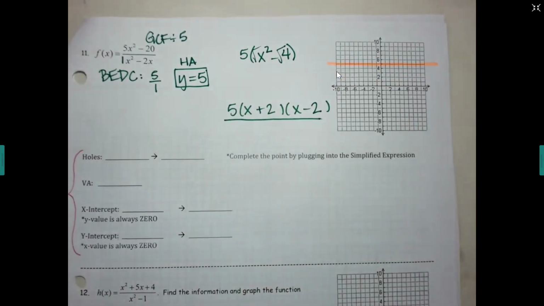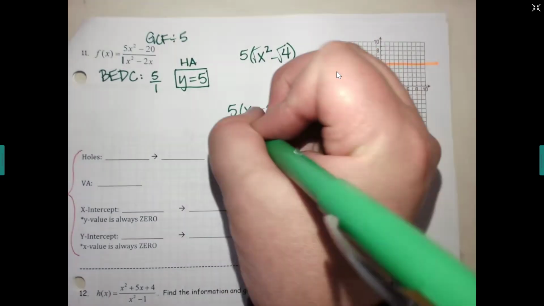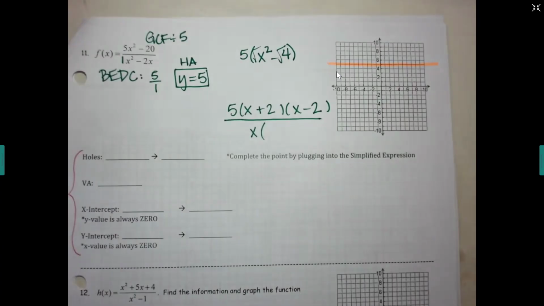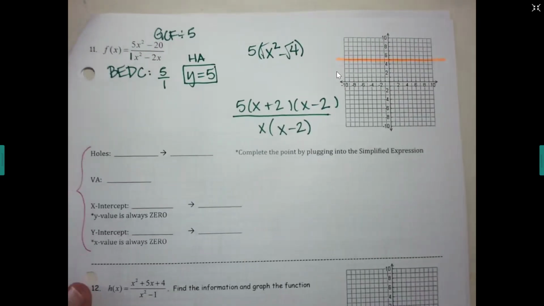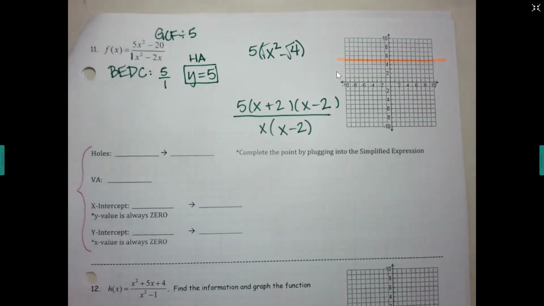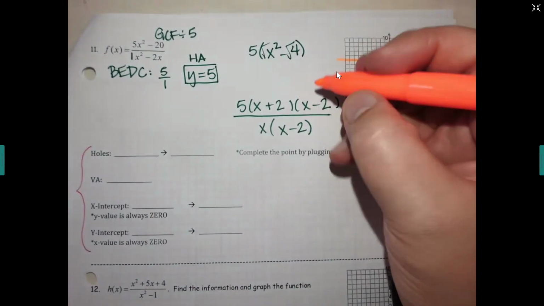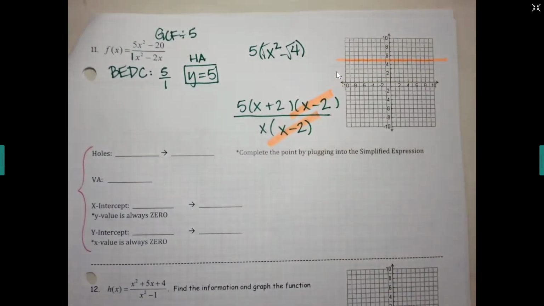On the bottom, I have an x squared minus 2x. What can I take out of both? An x. Let's pull the x out. That's going to leave me with an x minus 2. Everybody good with that? All right. The ones that cross out create holes. Are there any that are going to cross out? Yes. Okay, the minus 2's cross out, then the hole will be at 2.